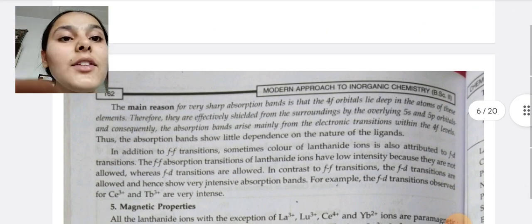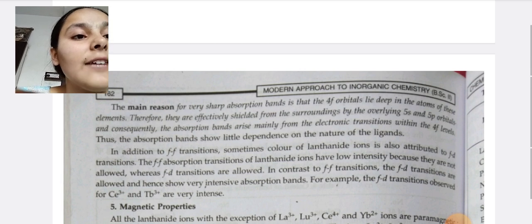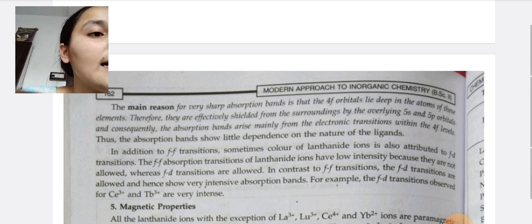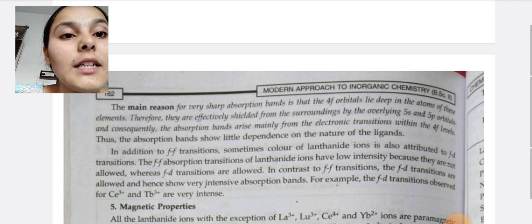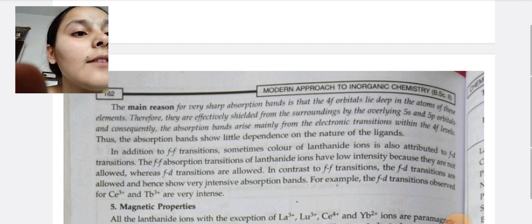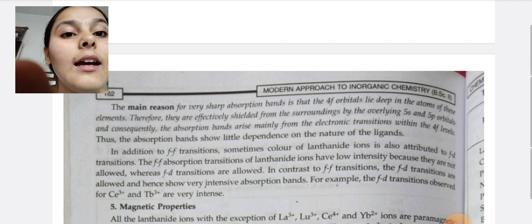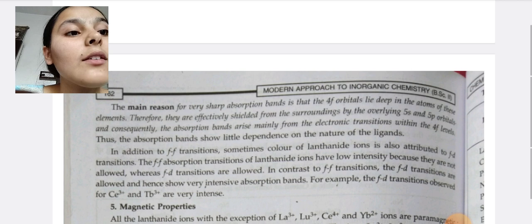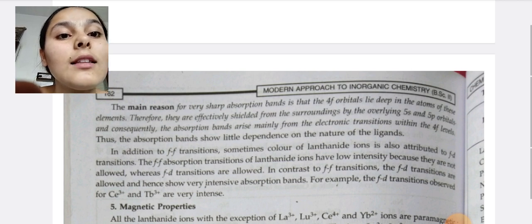The main reason for the very sharp absorption bands is that the 4f orbitals lie deep in the atoms of these elements. Therefore, they are effectively shielded from the surroundings by the overlying 5s and 5p orbitals, and consequently, the absorption bands arise mainly from the electronic transition within the 4f levels. The absorption bands show little dependence on the nature of the ligands.